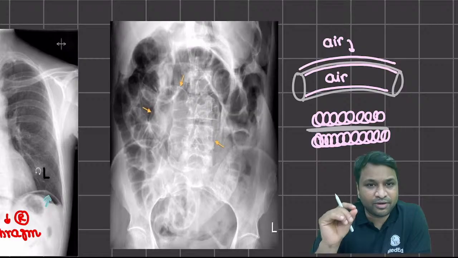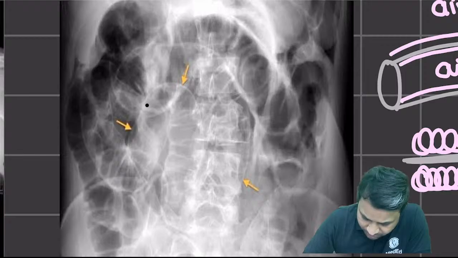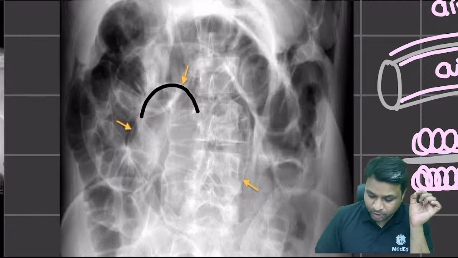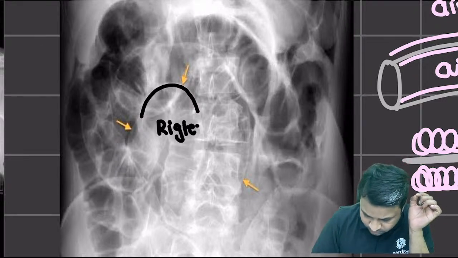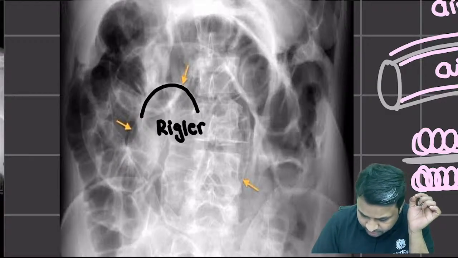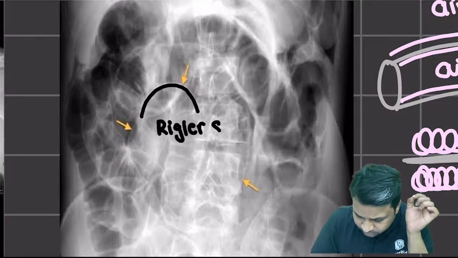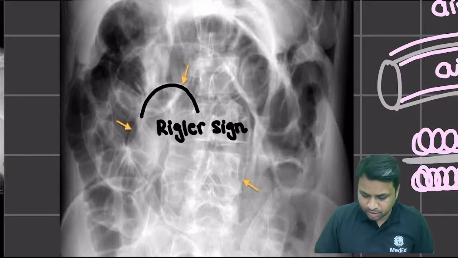Normally in an X-ray the bowel wall will not be visualized, but if you see carefully here, the bowel wall is clearly visualized, right? If the bowel wall becomes demarcated, this is what we call the Rigler sign.